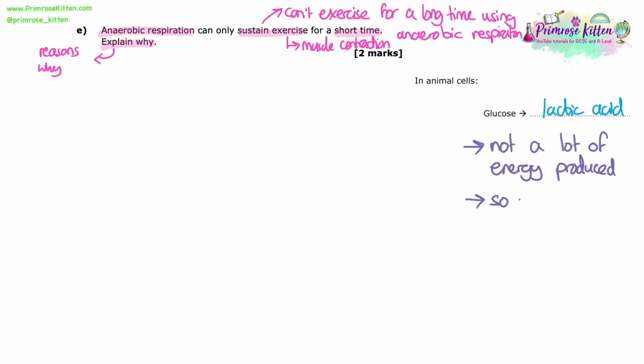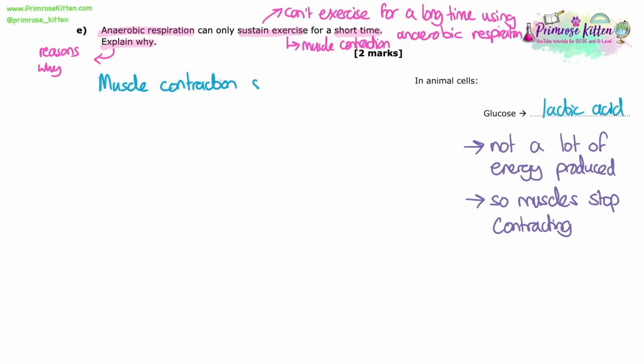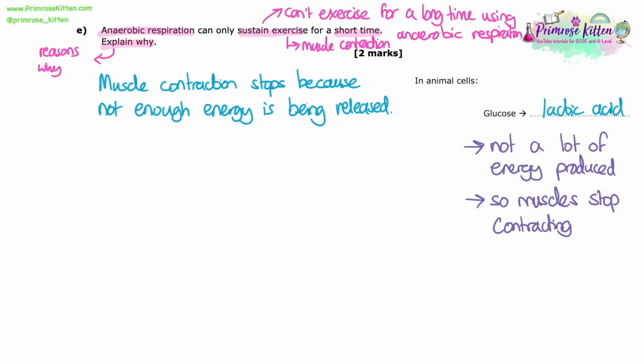So hopefully we know from our content knowledge about anaerobic respiration that not a lot of energy is produced through anaerobic respiration compared to aerobic respiration. And obviously muscles need energy for muscle contraction. So we can only do it for a short amount of time before the muscles will stop contracting or become too weak or too tired because not enough energy is being produced from anaerobic respiration. So muscle contraction stops because not enough energy is being released.